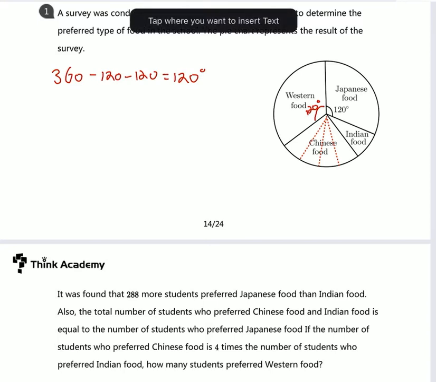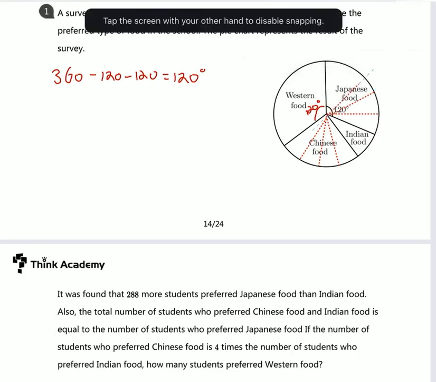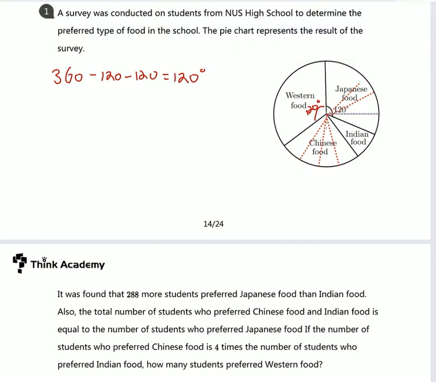Now, we know that the Japanese food is also the same as Chinese food plus the Indian food. So we can split Japanese food into 5 sections. So here, split into 5 sections. My splitting might not be perfect. Okay, so we know that Indian food represents 1 section, and Japanese food has 5 sections.